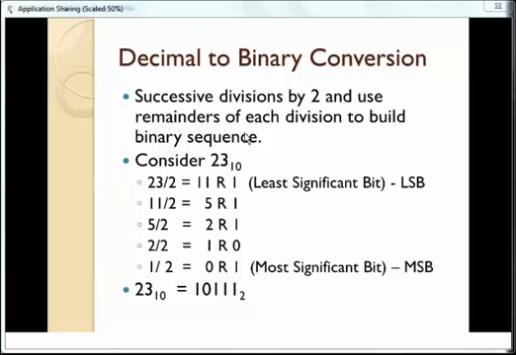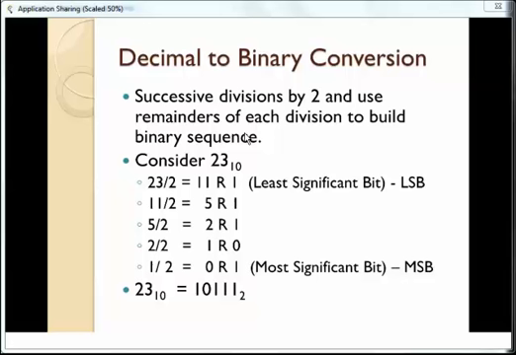So consider a decimal number 23. So let's start with 23 divided by 2. That equals 11 with a remainder of 1, because 23 divided by 2 will give you 11. 11 times 2 is 22, and we have that remainder of 1. Okay, so then we move on. We take the 11 that we just calculated and divide it by 2, and 11 divided by 2 is 5 with the remainder of 1.